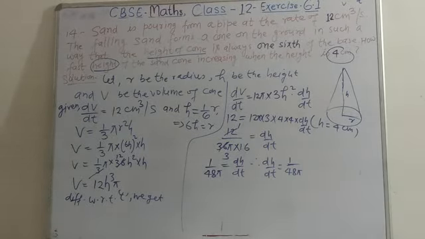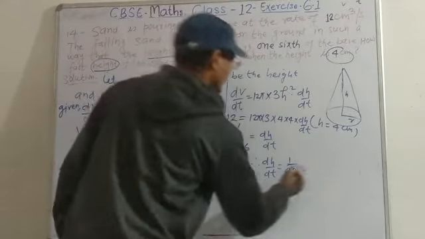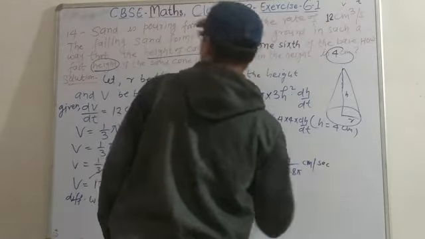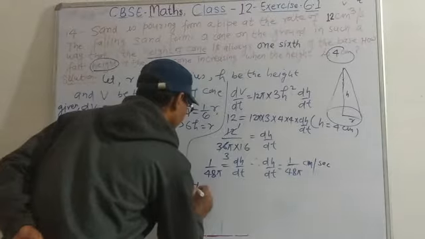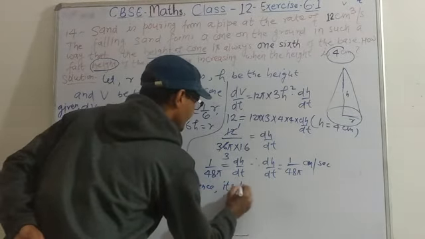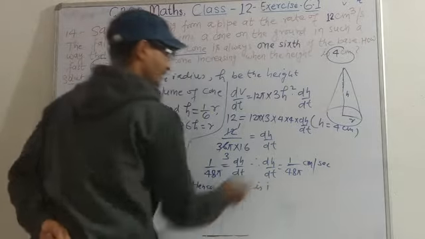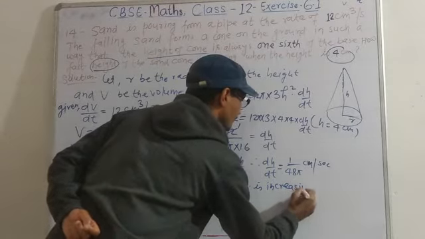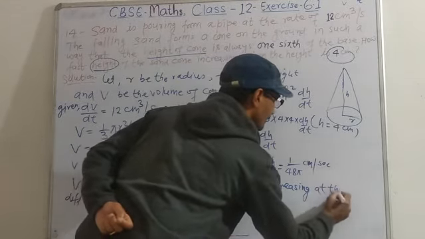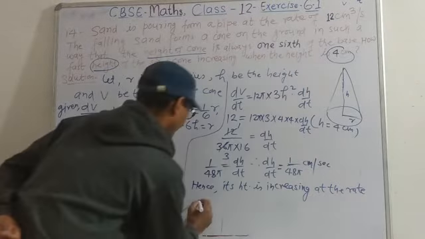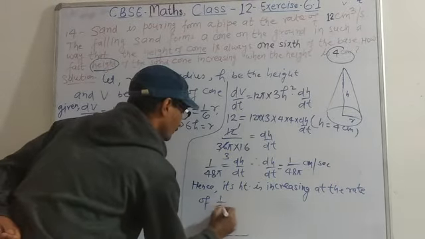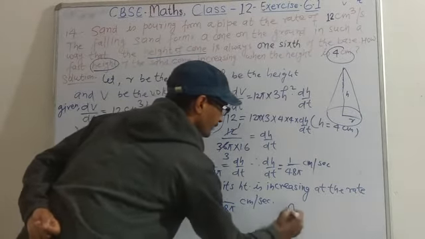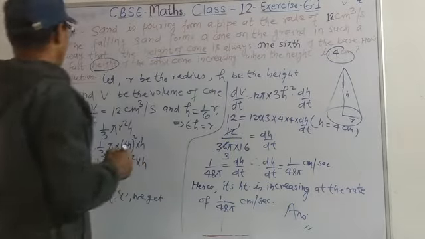So we have dh by dt = 1/(48π), and the unit: height unit is centimeter and time is second. Hence the height is increasing, because a positive sign is coming here, at the rate of 1/(48π) centimeter per second. Hence the required answer.